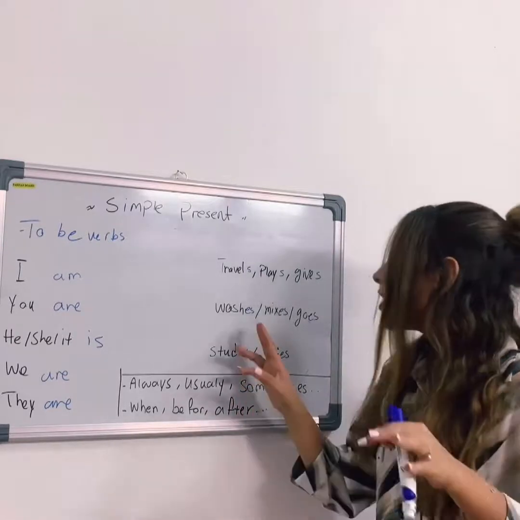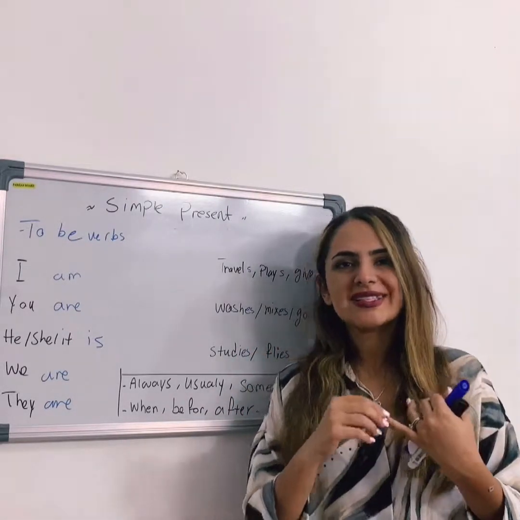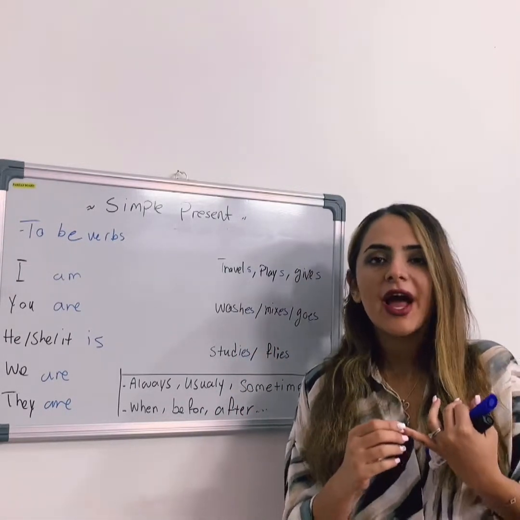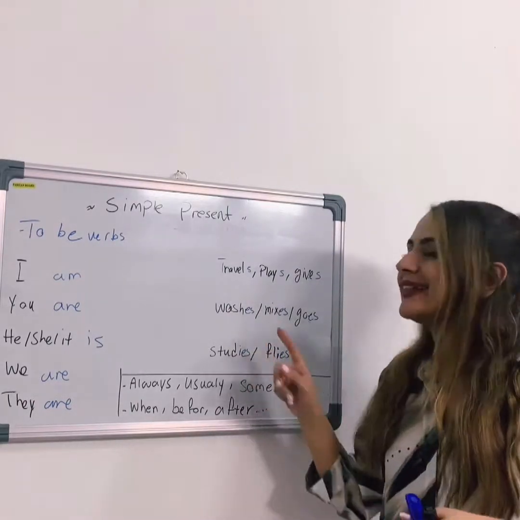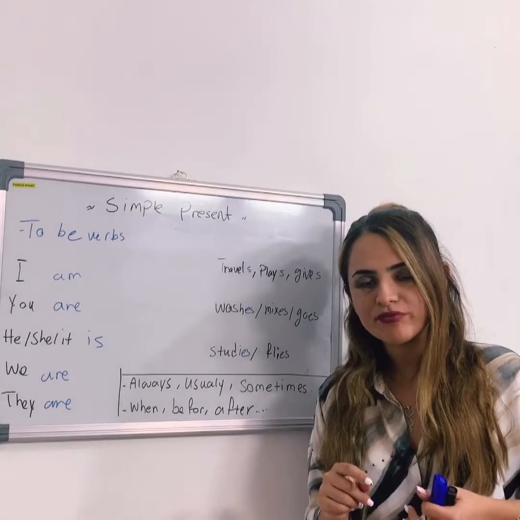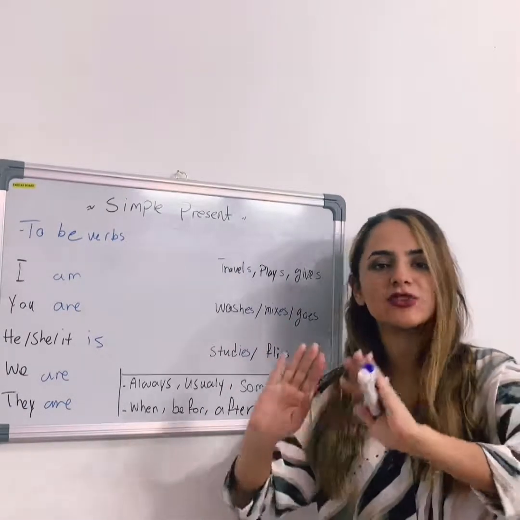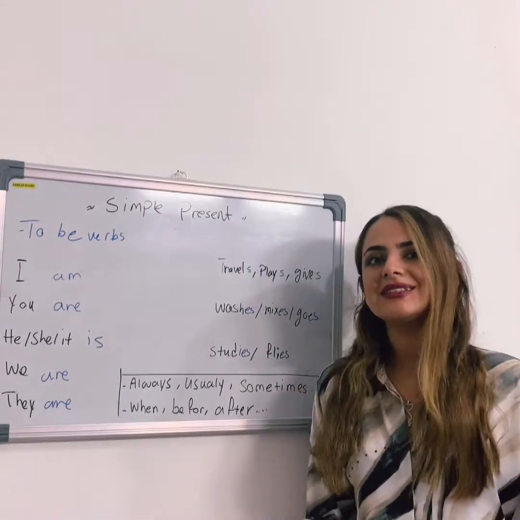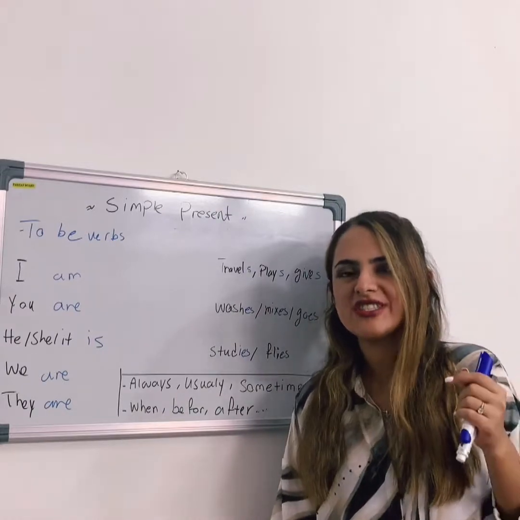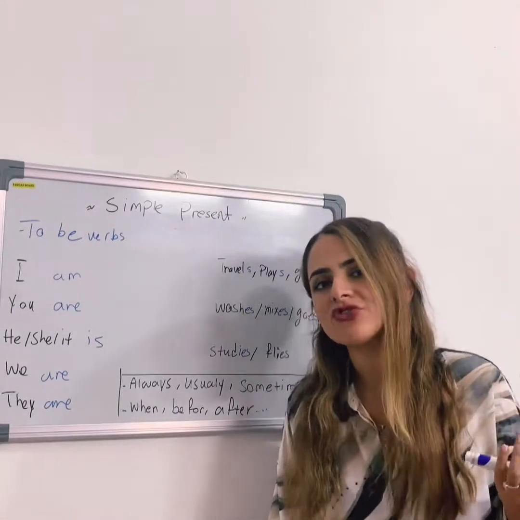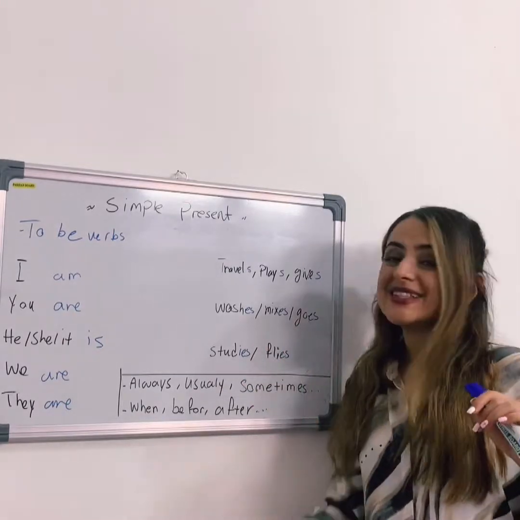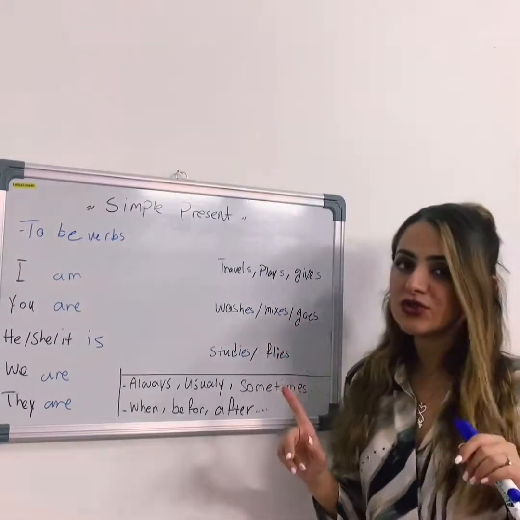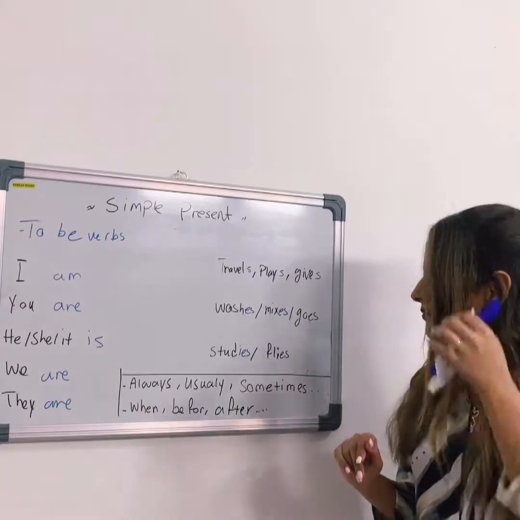These are normals. But after some sounds like sh, ch, k, double s, o, we have to add es. Okay, because it is easier to pronounce them. Listen to this. Washes. Does it sound natural? No. So we say washes. Mixes. And goes. Okay, great.